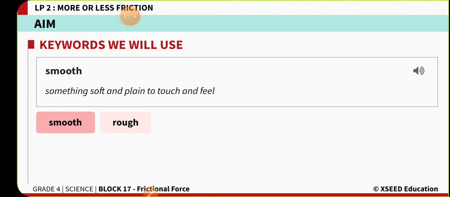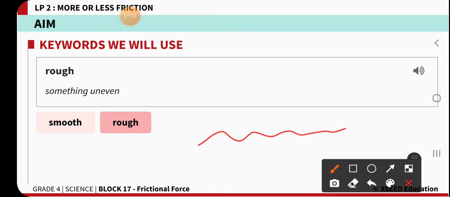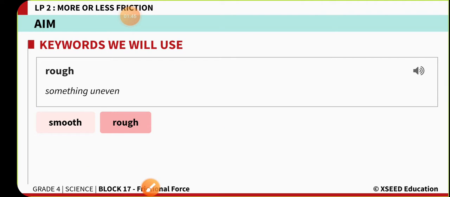Smooth means a soft and plain surface, soft to your touch and even to your feeling. Smooth: something soft and plain to touch and feel. Now the second keyword in today's class is rough. Rough means totally uneven, like this, whereas smooth is soft and plain to touch and feel. Rough: something uneven.